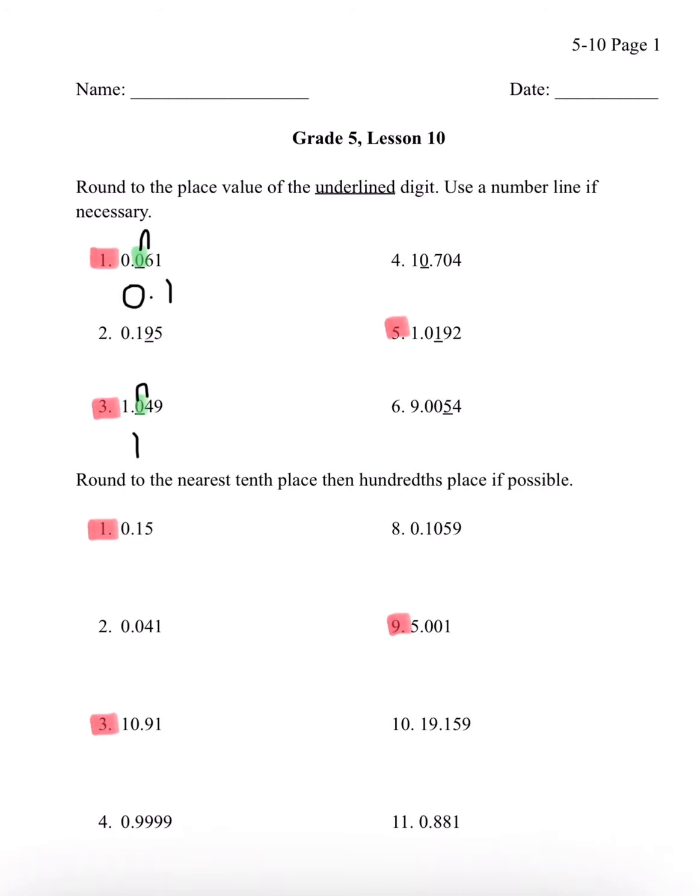Number 5, the underlined number here is a 1 in the hundredths place. So if we look at the number behind it, it's a 9, so that means we do round. So for this one, it's going to be 1.02 as our answer.